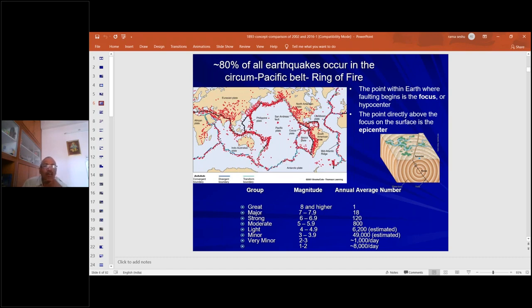Whereas in India, interestingly, when the Australian plate collides with the Eurasian plate, that contact point lies in the Himalayan region.